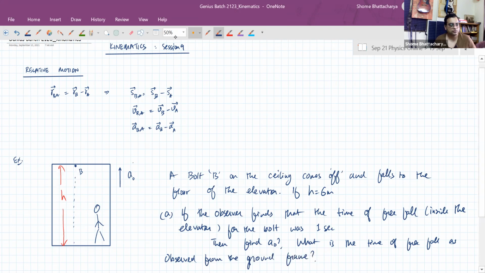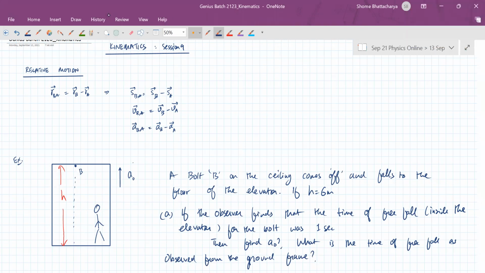Okay, so try this question out. Interestingly, you can actually solve this question also by using Newton's laws and the pseudo force concept, but here we will solve it using the relative motion concept. We'll discuss the second part of the question also, but first let's work out the first part.